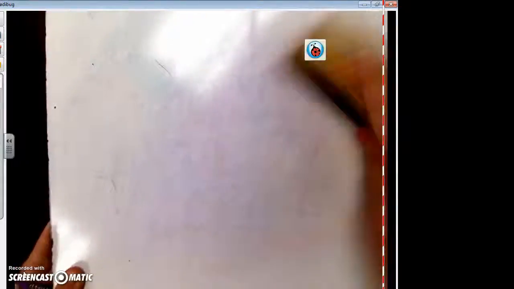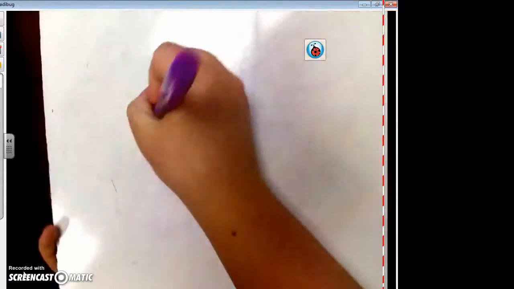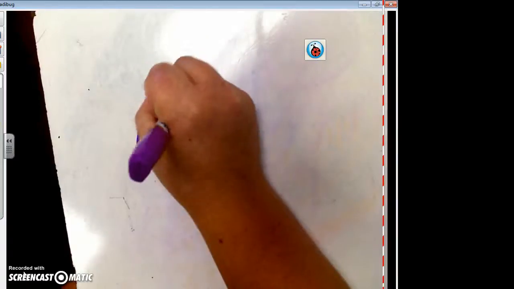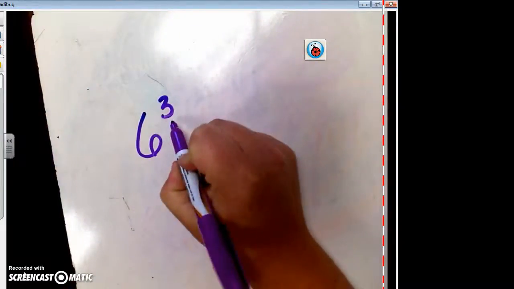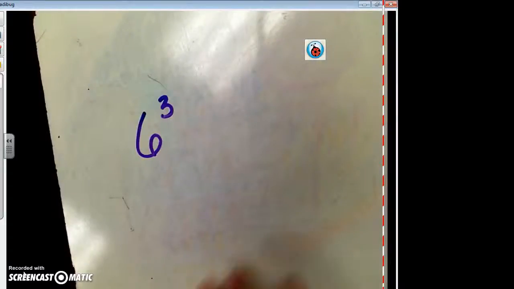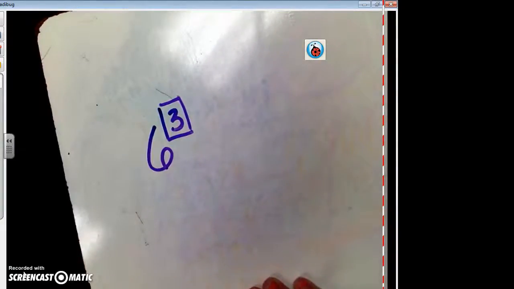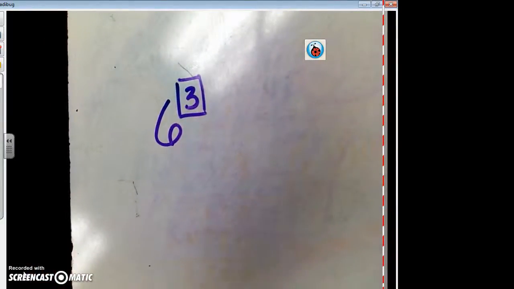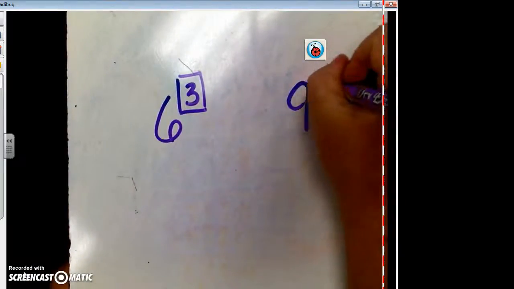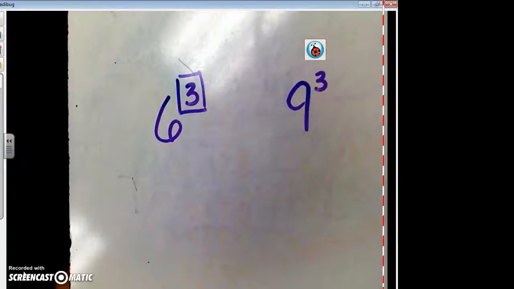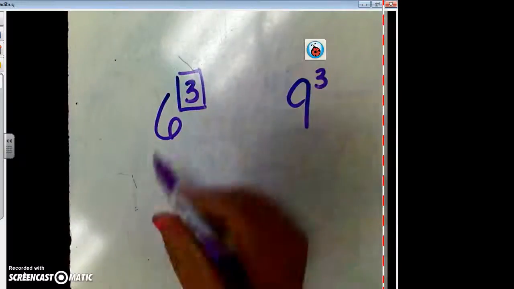Okay? When I deal with exponents, let's use 6 to the 3rd power. This could also be read 6 cubed. This little 3, when it's an exponent, can also mean cubed. So if you hear 9 cubed, that means 9 to the 3rd power. Okay? The word cubed should always mean 3 to you. Sounds weird because a cube really has 4, or, you know. Okay? But it means 3.